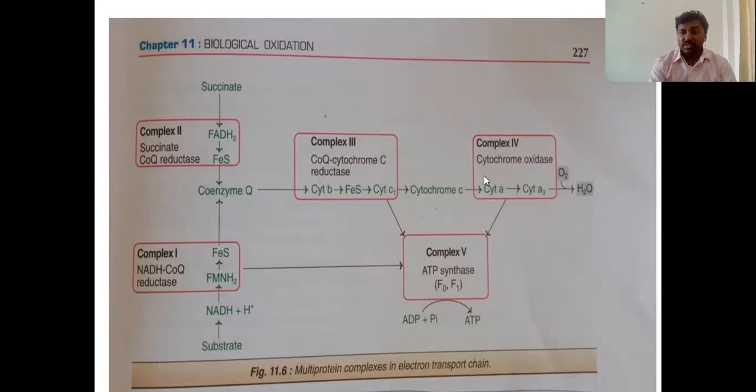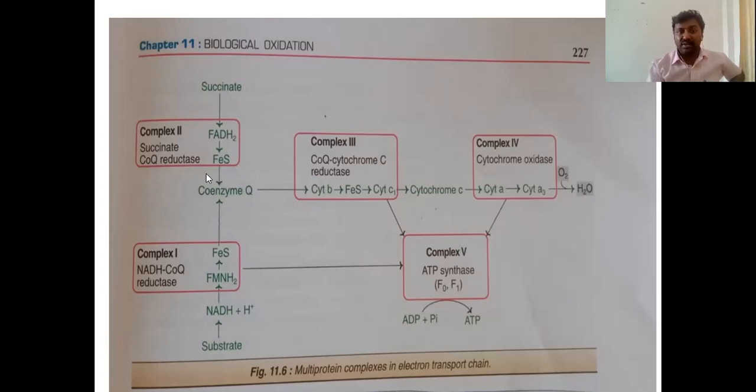See here the complex 4, this cytochrome oxidase. Cytochrome C undergoes oxidation and there is transfer of electrons from cytochrome A to cytochrome A3. Then these electrons are transferred to the oxygen molecules, with the loss of hydrogen molecules. So loss of hydrogen molecules, loss of electrons, we can call as oxidation.